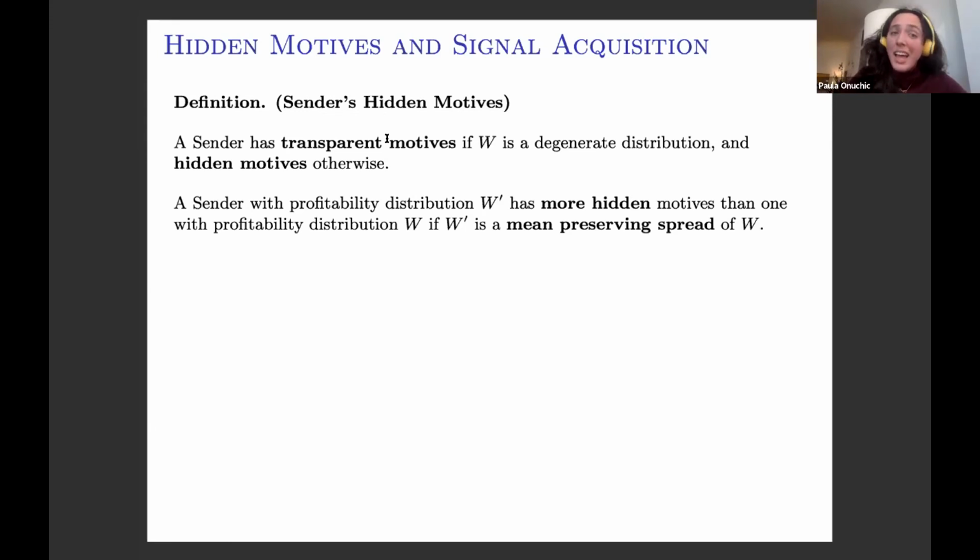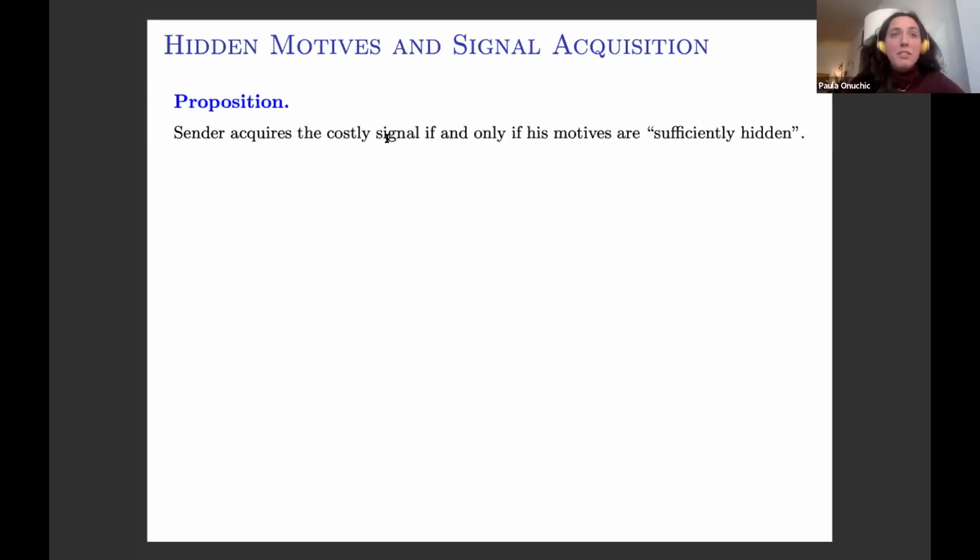Okay, and the proposition that I wanted to show you is just to say that here in this case, the sender is going to acquire this costly signal of the object if and only if his motives are sufficiently hidden. So if a sender is acquiring the signal and I make him more hidden, he continues acquiring the signal. And on the other hand, if he's not acquiring the signal and I make him less hidden, he still does not acquire the signal. Okay, so there's this monotonicity. So if I am sufficiently hidden, I'm going to acquire the signal.